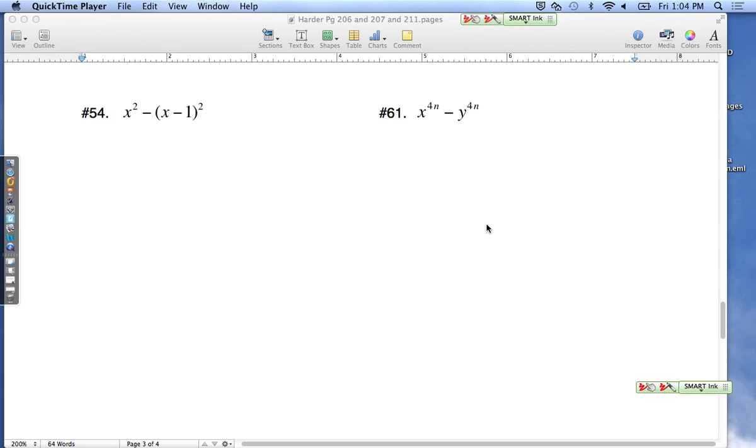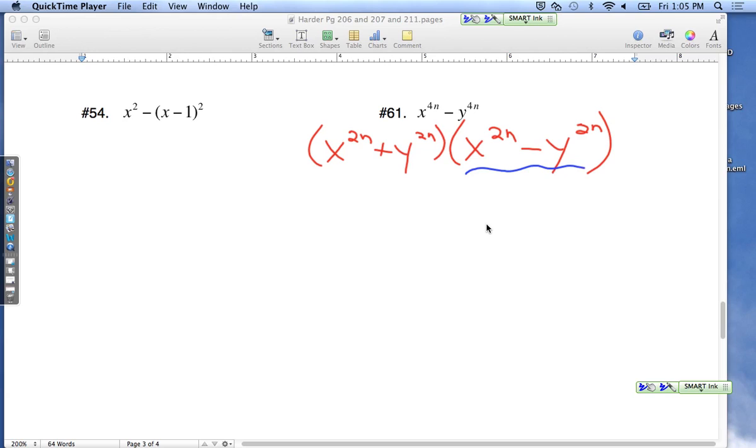Number 61, getting a little bit more abstract, but it would simply be x to the 2n times y to the 2n, or x to the 2n plus y to the 2n. And then you need to recognize that what I'm underlining in blue can be broken down one more time.